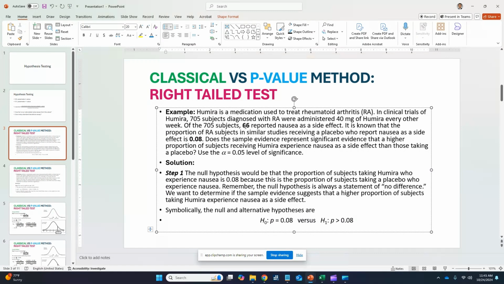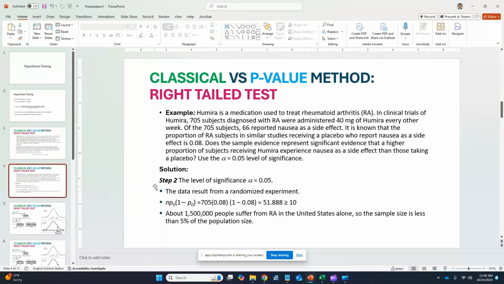Now we want to see if Humira is causing more people to have nausea compared to placebo. For this, we hypothesize that our expected value is 0.08, that is the expected proportion. This p is our parameter, and the alternative hypothesis is p is greater than 0.08. That means people who use Humira are more likely, more of them will experience nausea as opposed to the placebo group.